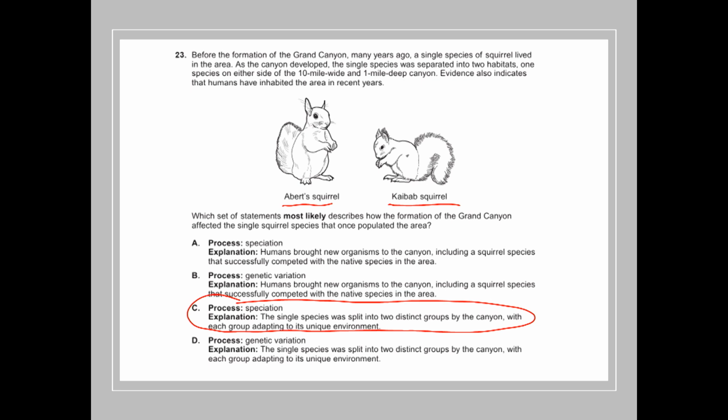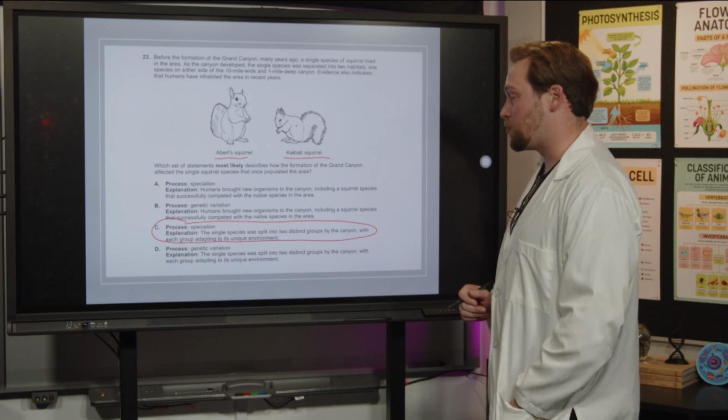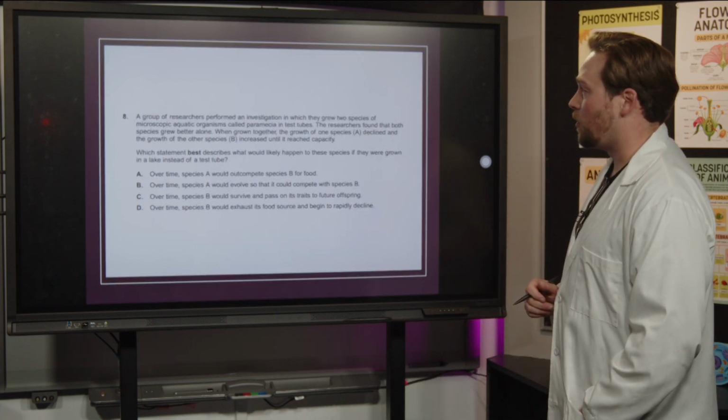How did that happen? Well, the single species was split into 2 distinctive groups by the canyon, with each group adapting to its unique environment. So these squirrels are in different habitats. They evolved to fit that habitat a little bit better. And today, so many years later, they're not even similar enough to be considered the same species. They couldn't mate and make fertile offspring. So they are 2 different species now, and that is known as speciation. Great work. Let's go on.